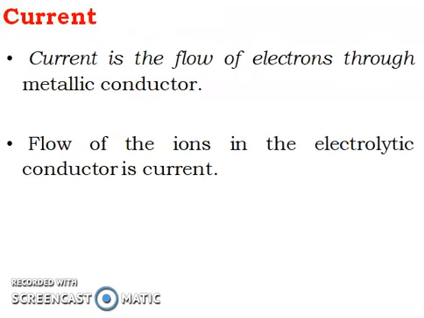somewhat in detail. We all know that current is the flow of charges through metallic conductors, that is flow of electrons through metallic conductors, whereas flow of ions in the electrolytic conductors is current in the case of electrolytic conductors.